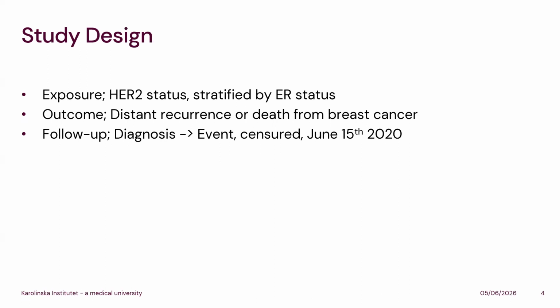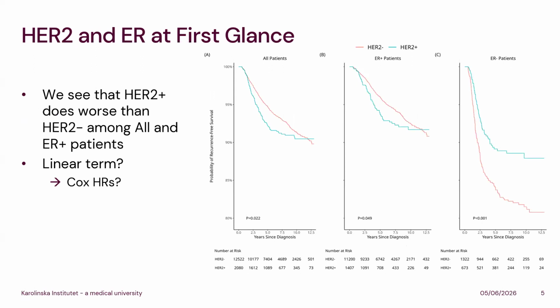The end of our study is June 15th, 2020. So at first glance, we run a Kaplan-Meier, and what we can see is that HER2 plus does worse than HER2 minus in all patients and among ER positive patients. And of course, you can easily just say, this is our publication, call it a day, right? We got statistical significance, they separate. But we didn't answer our question of how ER and HER2 interact.